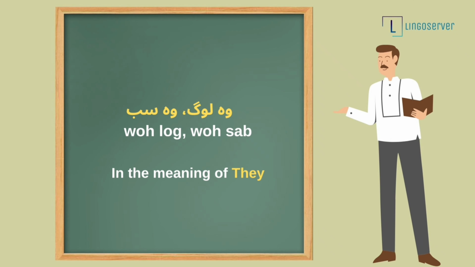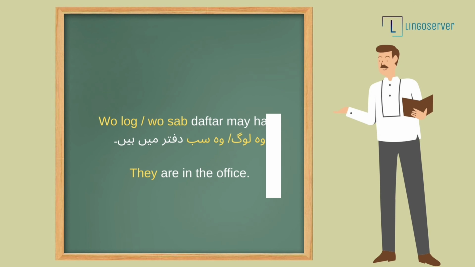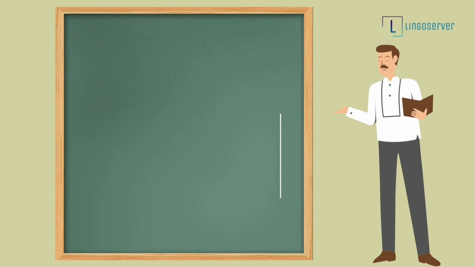वो लोग, वो सब. These are used in the meaning of they. For example, we will say वो लोग दफ्तर में हैं. They are in the office. वो लोग and वो सब, they, दफ्तर में, in the office, हैं, are. वो लोग दफ्तर में हैं. They are in the office.